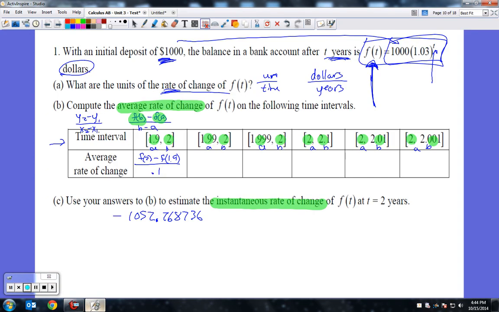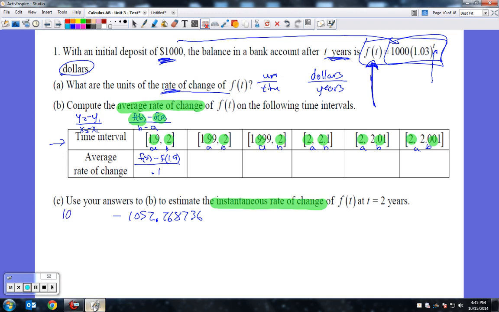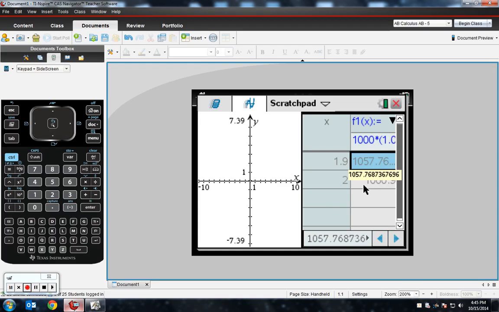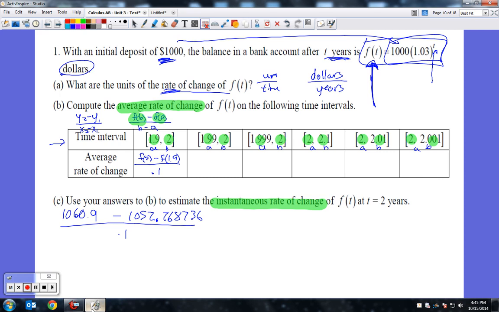So we're subtracting that from f of 2, which is 1060.9 over here. This is all going to be over 0.1. Okay, so let's go ahead and put this into our calculator. 1060.9 over here just on our calculate button, 1060.9 is going to be subtracting that 1057.768736.